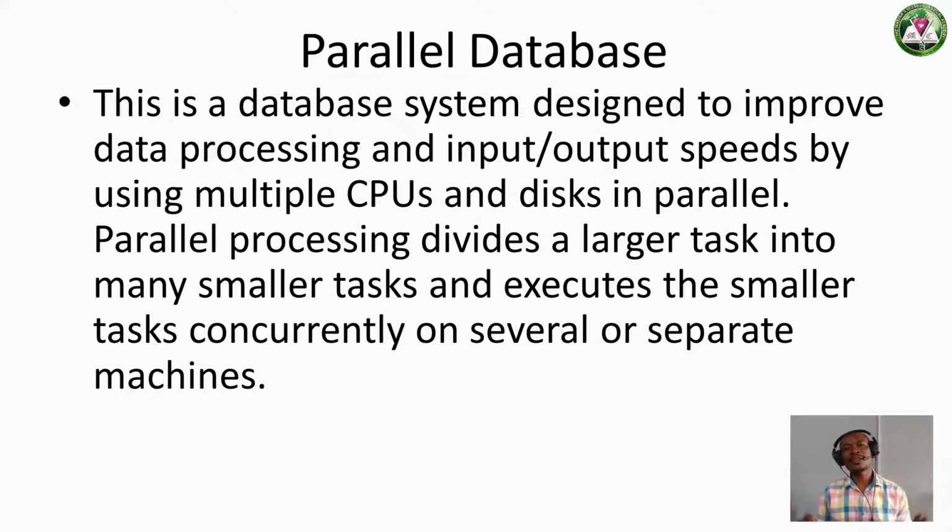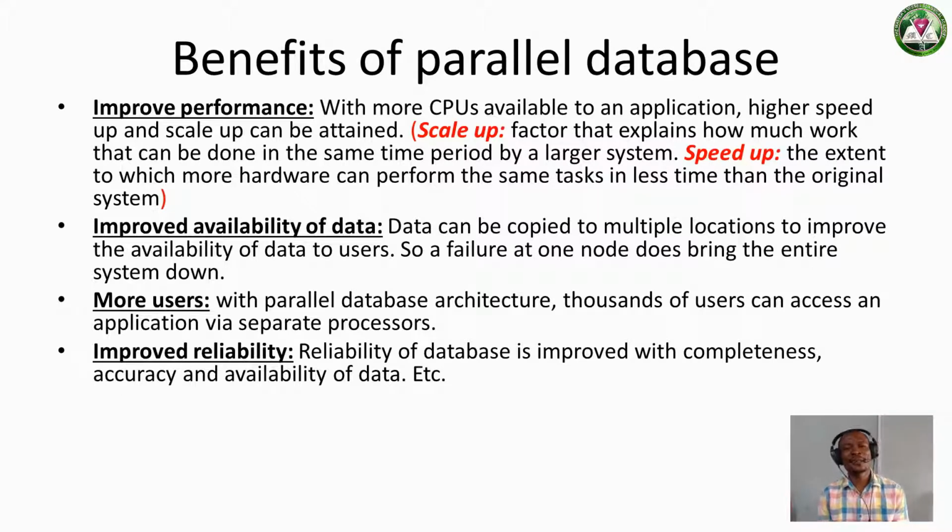So a parallel database system is designed to improve the speed of data processing by dividing a larger task into smaller tasks, so that separate processors and disks will handle them concurrently. Okay, they will run on separate machines concurrently. So that is the parallel database for you. I hope you have that now.